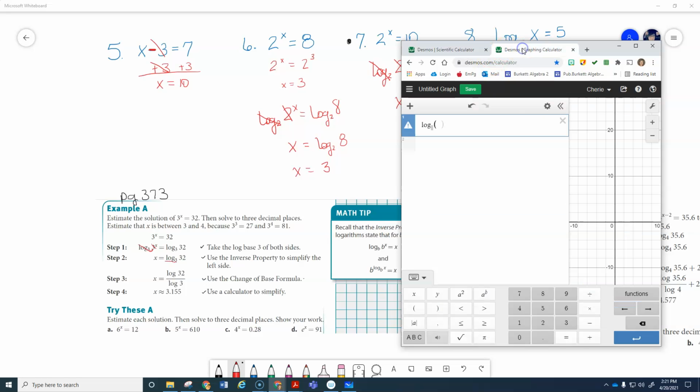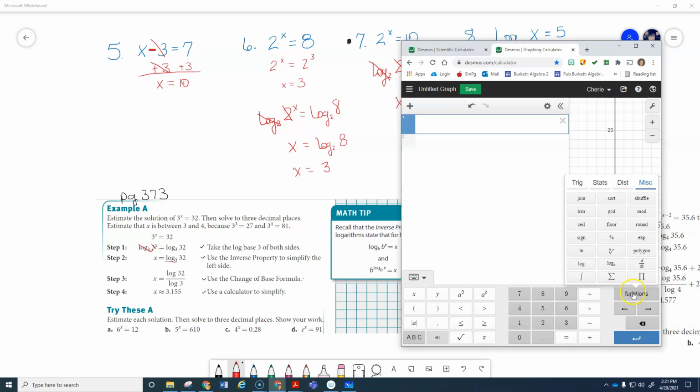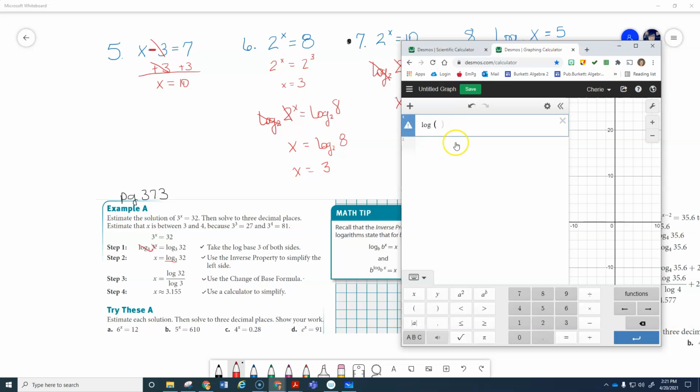Now the graphing one does. You can see here I've already pulled it up. But where I found it was I went to functions, I went over to miscellaneous, and there it is. So if you're using Desmos, you can simply type in log base 3 of 32. Whoops, 32 needs to go in my parentheses. And the Desmos graphing calculator tells me it's 3.15.